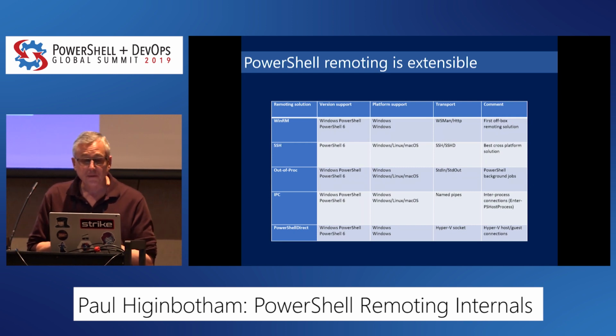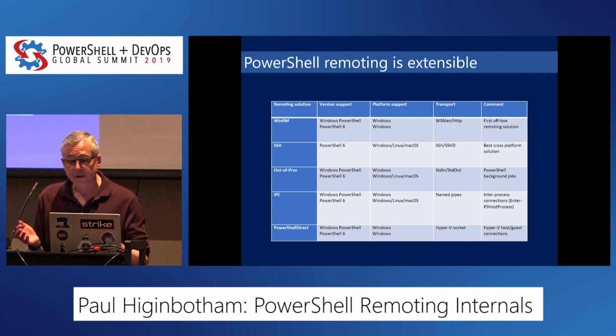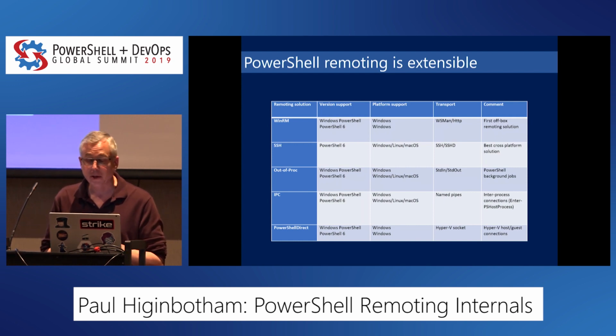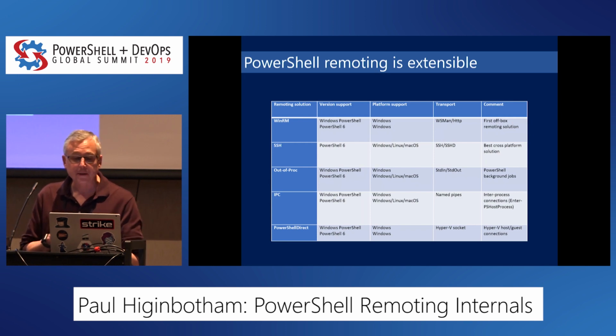Just for PowerShell 6 and for cross-platform support, there's SSH, Secure Shell Remoting. It's fairly new and not fully implemented. There are some features that need to be added. It only exists in PowerShell Core, but the nice thing is it's cross-platform. And those are the two where you can go off box from machine A to machine B.